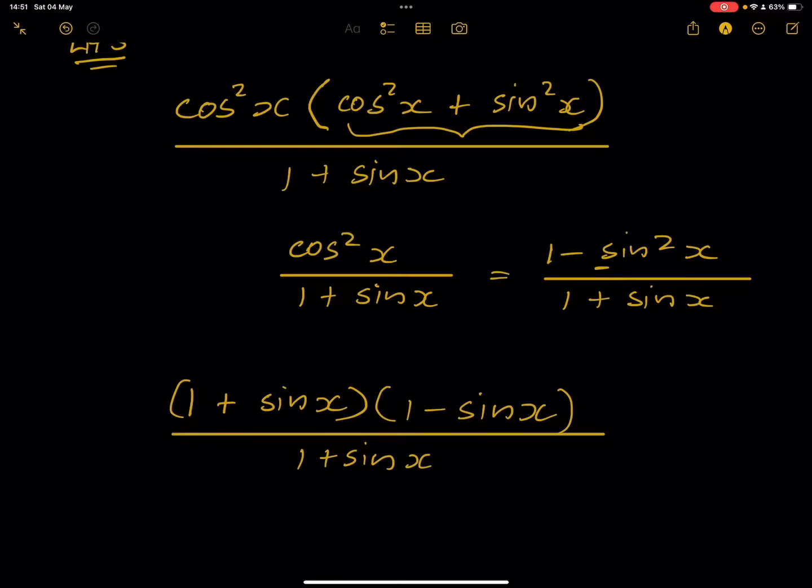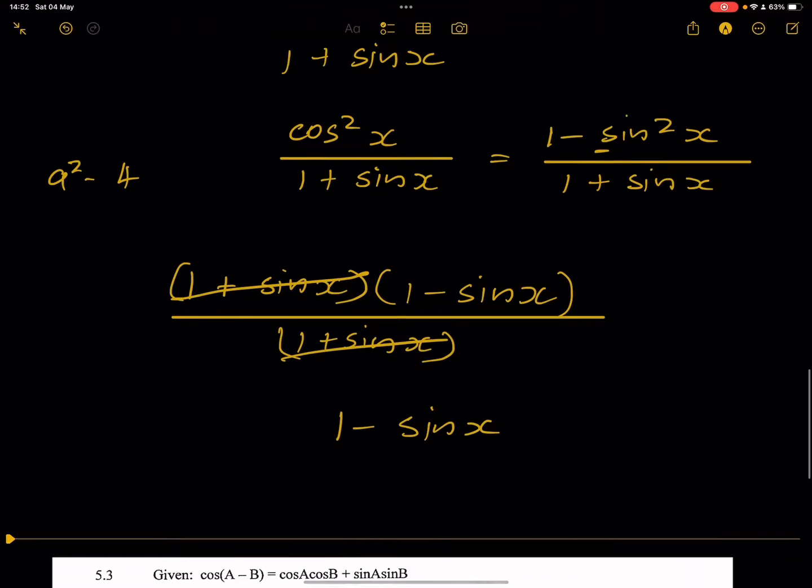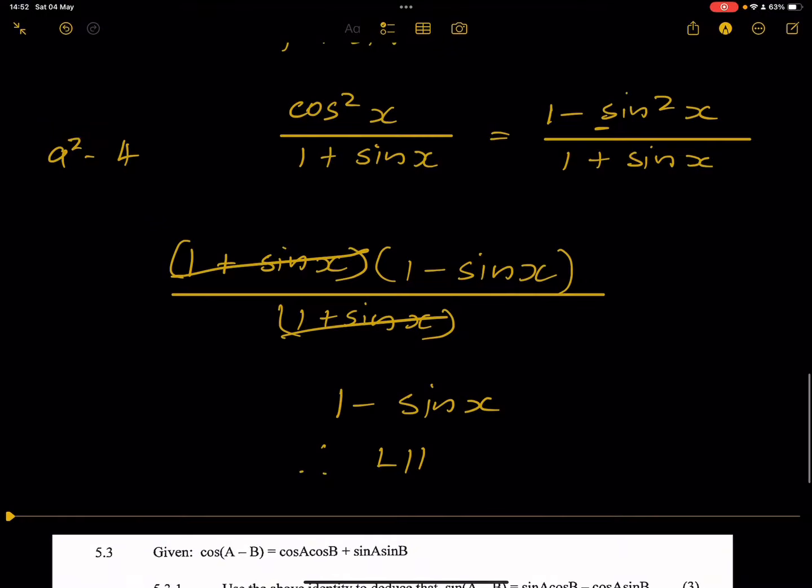Now remember, anytime you've got, let's say, a squared minus 4, that's the difference of two squares. What do you do? You take the square root of each value. That's a and 2, and all it is that you change the sign inside. So that's how we get that value. But look at what happens. The denominator and what is on the numerator there cancel, and what are we left with? 1 minus the sine of x, and so therefore left-hand side is equal to right-hand side.